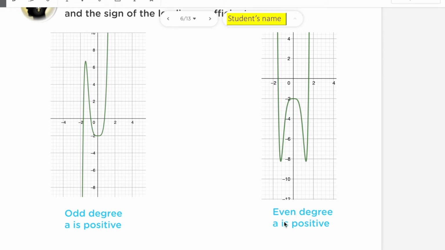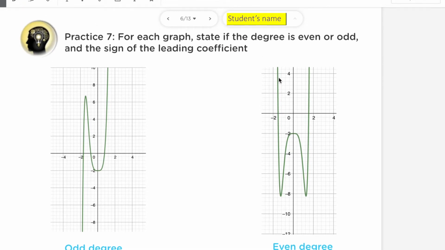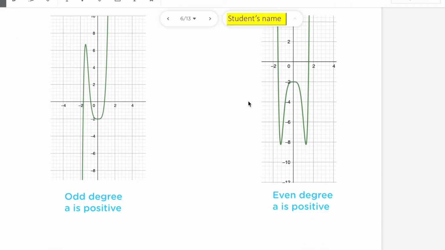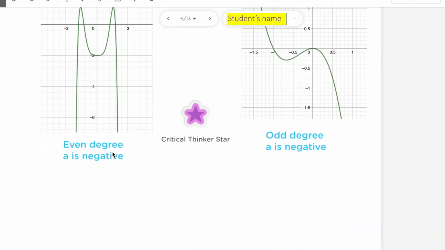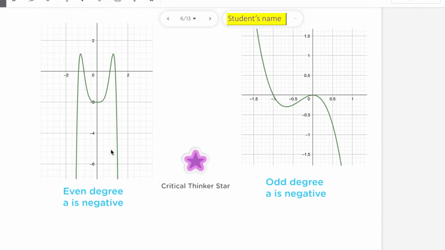The other one is even degree. Same, because of the end behavior here, it goes to plus infinity for y in both cases, on the left and on the right. This one is even degree with leading coefficient negative because it goes the same direction. The y's go the same direction to minus infinity, facing down, opening down. That's why a is negative.